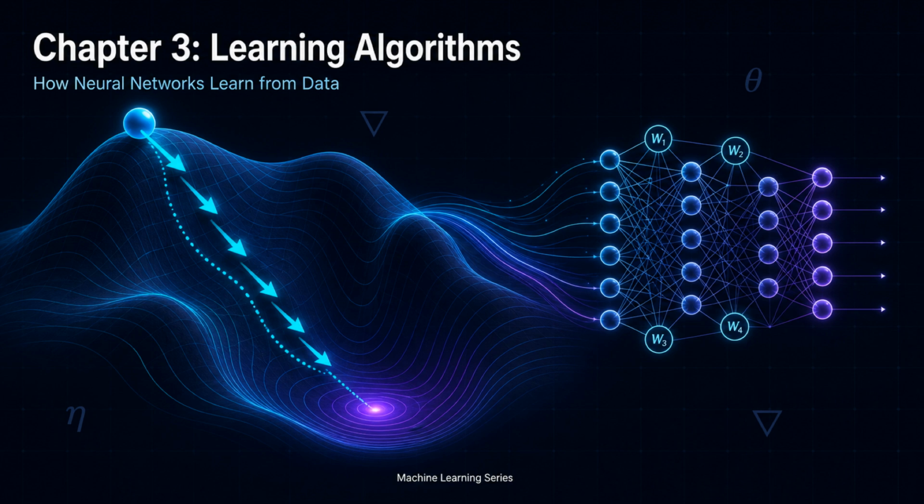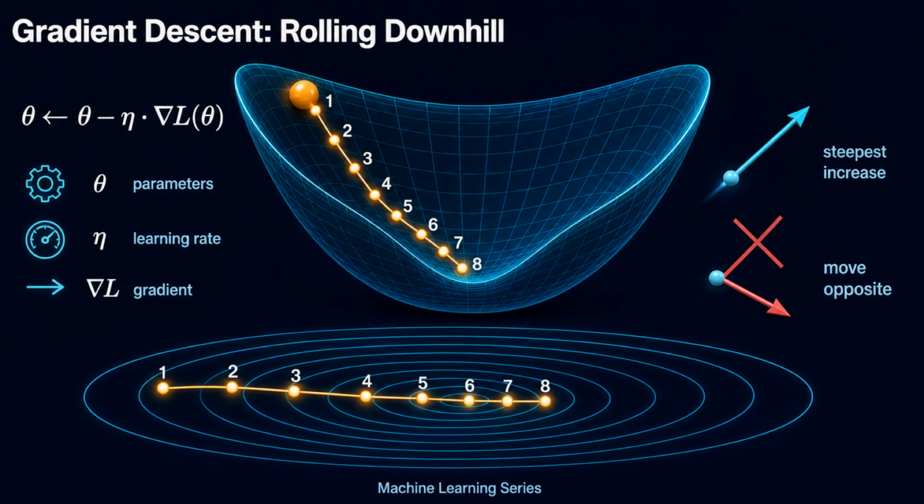We'll also cover practical training considerations like batch size, momentum, learning rate selection, and how to monitor training progress with learning curves. Training a neural network means finding the parameters theta star that minimize the loss function L of theta. This is written as theta star equals the argmin over theta of L of theta.